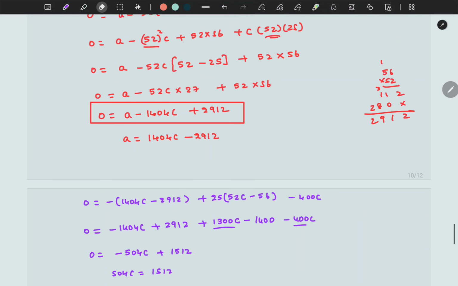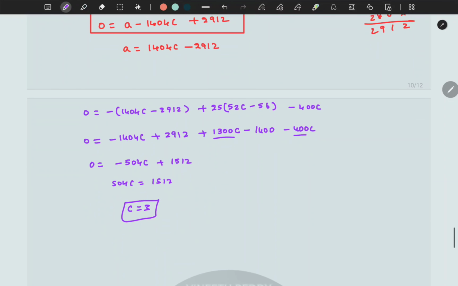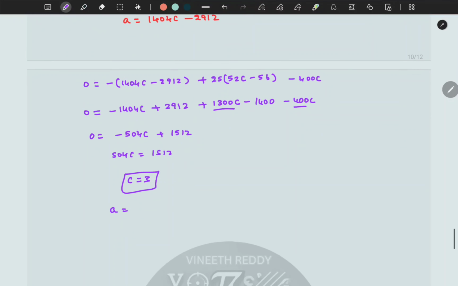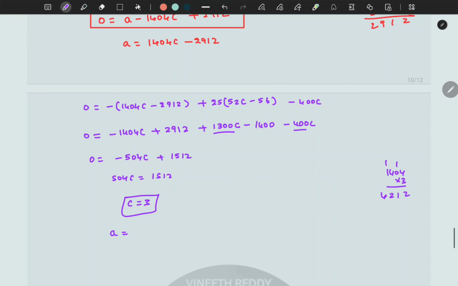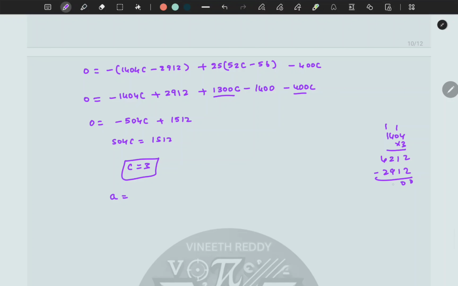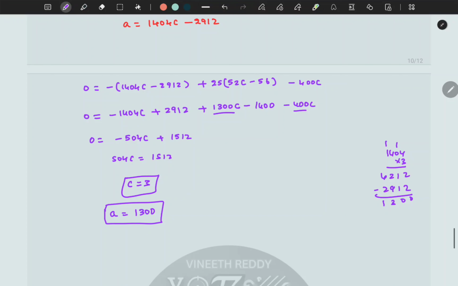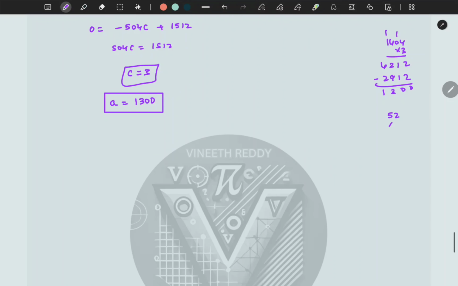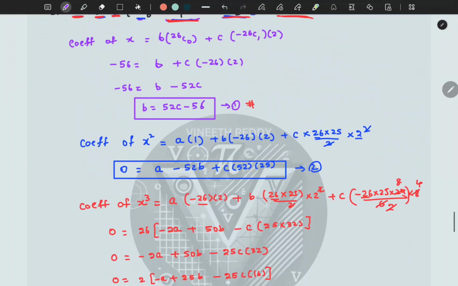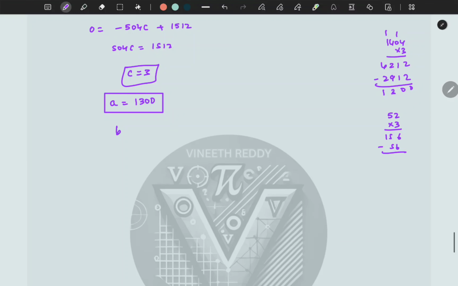Now once c is 3, what is the value of a? A will be 1404 into 3. So 1404 multiplied by 3: 3 4s are 12, 3 4s are 12, 3 1s are 3. So we get 4212 minus 2912. So we get 1300. Yes, that is the value of a. And then we need the value of b as well. So b is 52c minus 56. 52 into c, so 3 2s are 6, 3 5s are 15, minus 56. So that should be 100. So b will be 100.